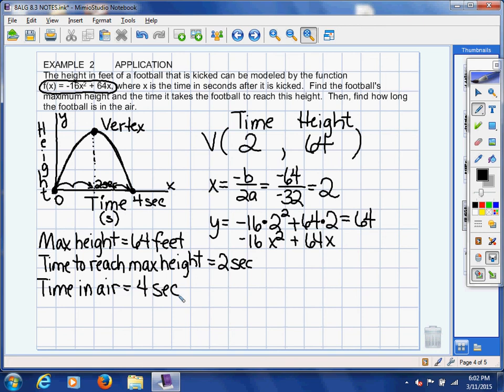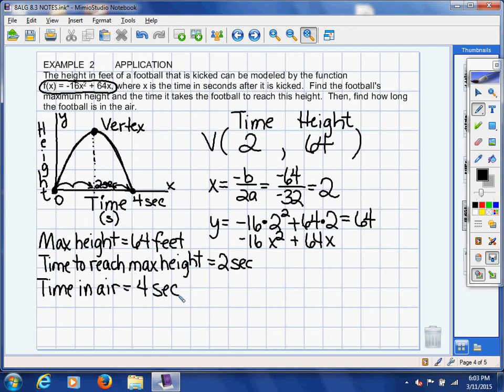What we're doing is we're applying the things that we've learned. We applied the axis of symmetry formula to find the x, and then plugged in the x to find the y. So we now have our vertex. And then using some basic reflection techniques to figure out the time in the air. So hopefully that made sense.